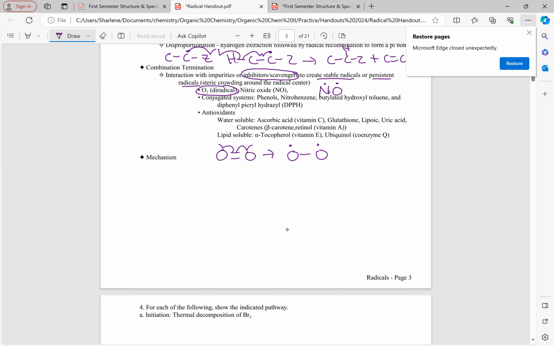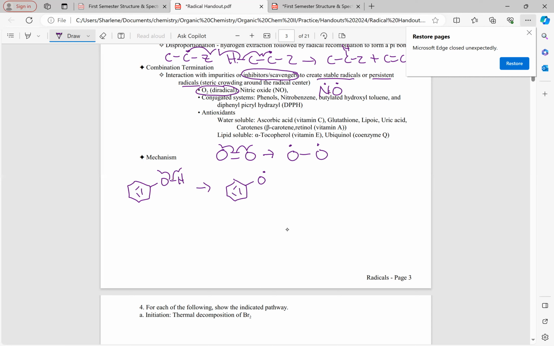All right, what about conjugated systems? Conjugated systems, remember, are very stable, and so conjugated systems are an amazing way to do this. Who do I list first? Phenols. All right, a phenol, we'd look at the top. What is our weakest bond? It would be this one right here. Oh, look, there's an extra radical, and so the phenol donates that hydrogen in, and it creates that radical.